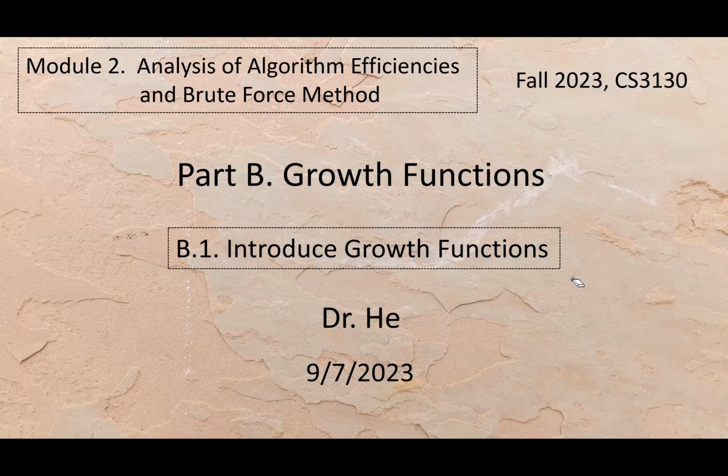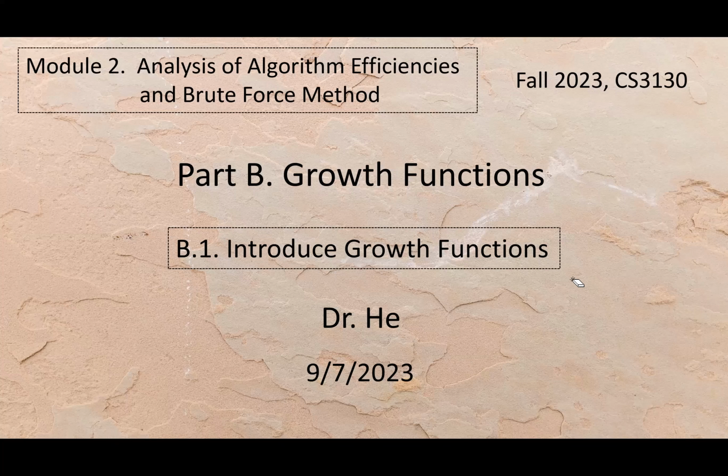Part B, growth functions. So now we want to compare two algorithms. We want to know which one is better, which one is worse. Last time, remember when we solved that element uniqueness problem, we used two different methods, method one, method two. How can we tell which one is faster? So we need to answer this question. So in this part, we use a concept called a growth function concept.